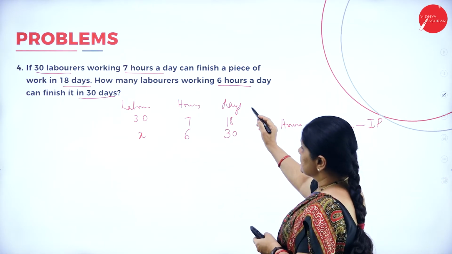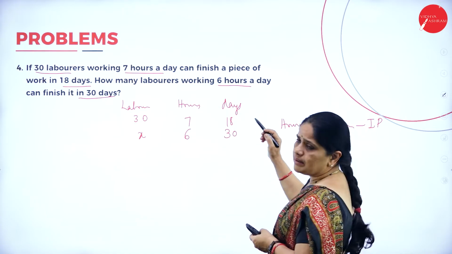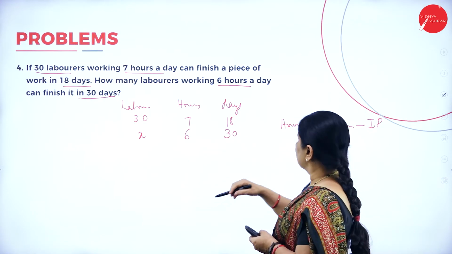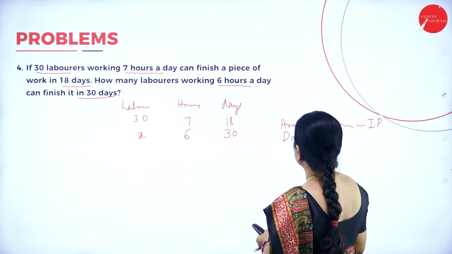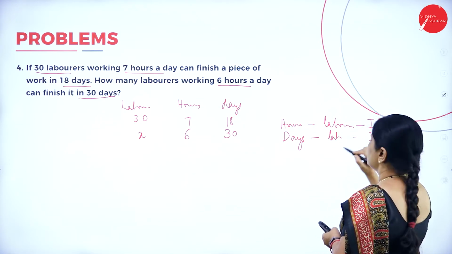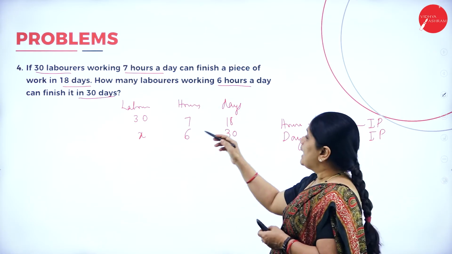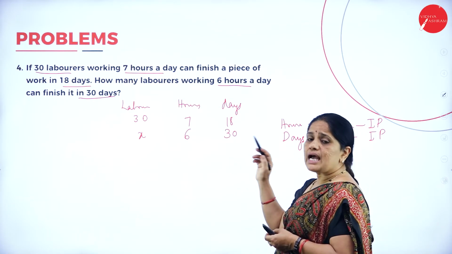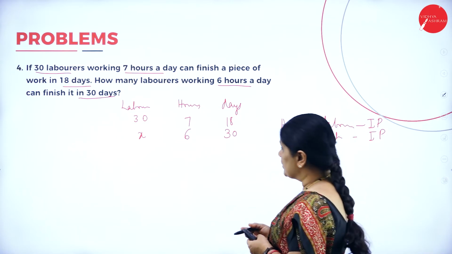Then next is days and labor. When the days are more, the labor will be less. When the days are less, the labor will be more. So days and labor, again, is in inverse proportion. When there are more laborers, I need less number of days. When there are less laborers, I need more number of days. So this is also in inverse proportion.